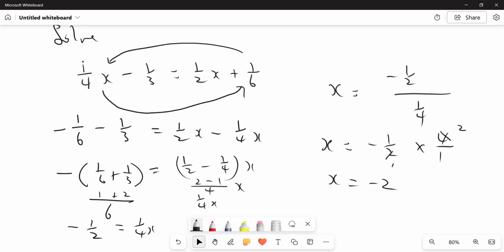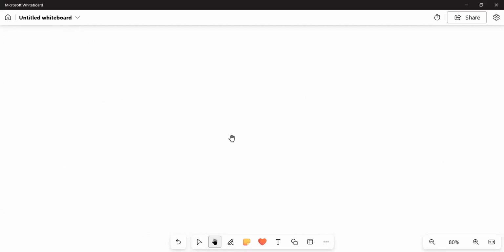So what I'm trying to show you here is how complicated it can get. But please do one where you group like terms and then do it like that. Well, that's what we did here. We put all the x's on one side and all the constants on the other side. Let's try another one.